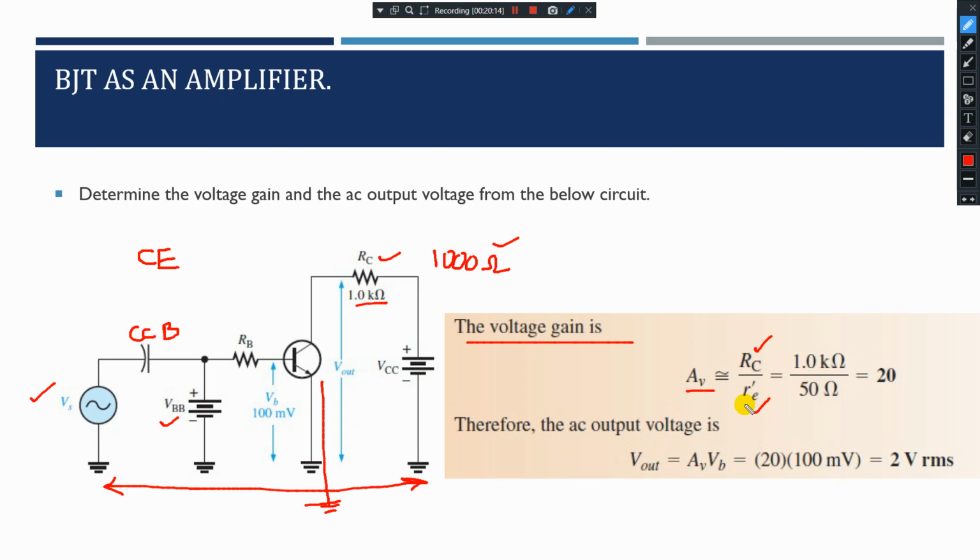What is RE here? We can see here it is 50. How is it 50? The question comes here. Usually RE is the internal resistance of your transistor. That will be given by the manufacturer, and it will be provided in the exam. So RE value will be provided. So RE is 50 ohms.